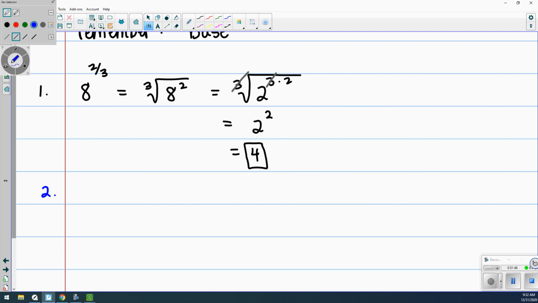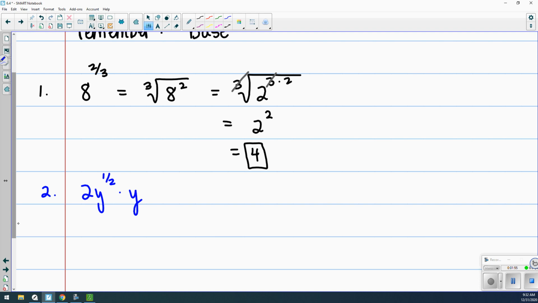In example 2, this time I'm going to take a look at 2y times y to the 1/2. And I want to simplify this. Well, what do I know for sure? I know that this y to the 1/2 is just going to be the square root of y. And then 2 times y is 2y. So when I go to simplify, that's really the best I can do.